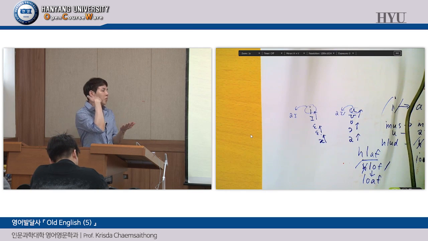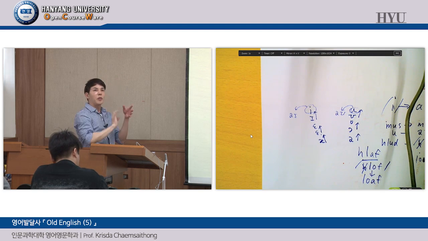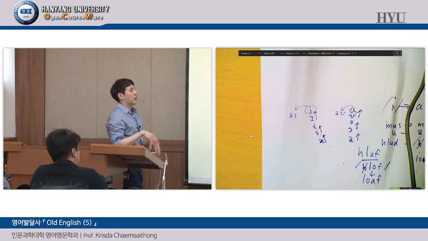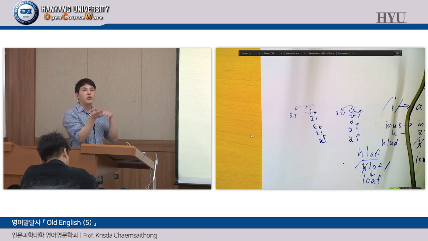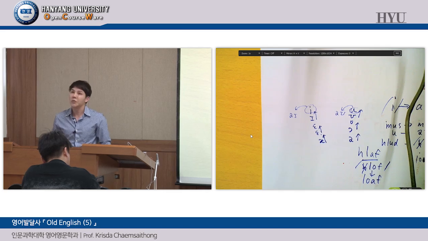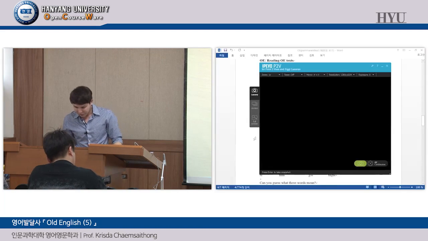Basically you raise your tongue one level, from mid to high, from low to mid, like that. And if it's the highest, you go to a diphthong, like that. So that's what happened. Okay?